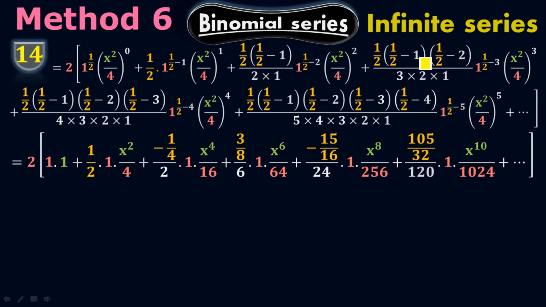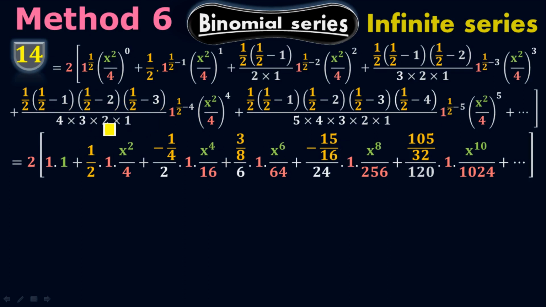1 over 2 into (1 over 2 minus 1) into (1 over 2 minus 2) equals to 3 over 8. But then don't forget we have 3 times 2 times 1, which is 6 in the denominator. 1 to the 1 over 2 minus 3 is ultimately equals to 1. Whatever power you take for the 1, whether it is in negative or in fractional form, or in millions or in billions, or even 0, it ultimately equals to 1. Therefore, this whole thing equals to 1, and this whole thing equals to 1. Now 1 over 2 into (1 over 2 minus 1) into (1 over 2 minus 2) into (1 over 2 minus 3) equals to negative 15 over 16.